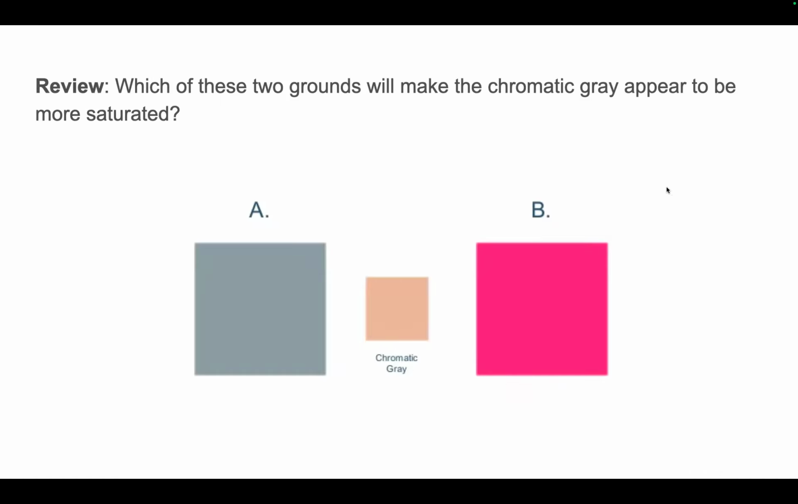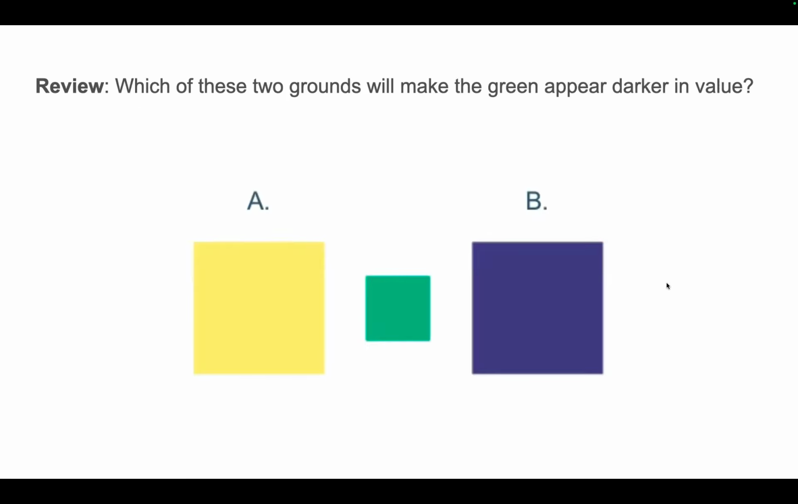Okay, so pop quiz to sort of wrap all those concepts up. If we have these two backgrounds and we have this one in the middle, this one's called chromatic gray. Which of these two backgrounds will make the chromatic gray appear more saturated? A, right? Because B is already very saturated, it's gonna make it look less saturated. A is pretty desaturated, so this one's gonna pop more. Exactly.